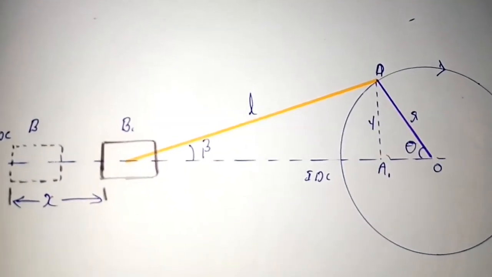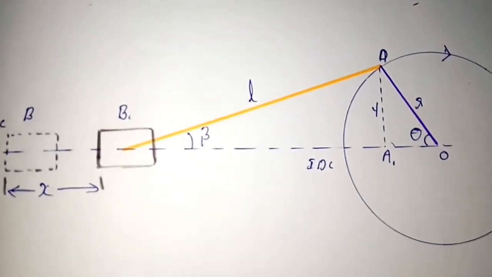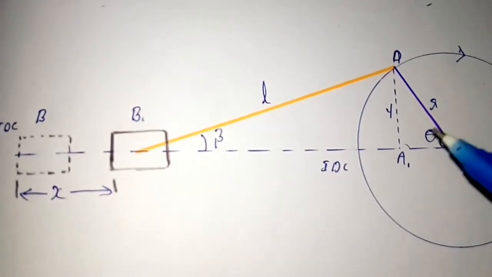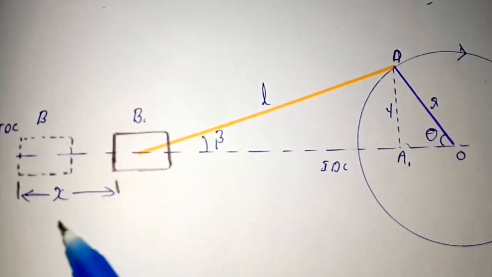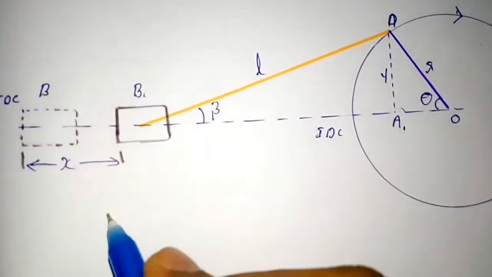So for finding the acceleration and velocity, first we have to find the displacement. Consider that a rotation of the crank by theta angle made a movement of the piston by a distance x. So we have to find the distance x.